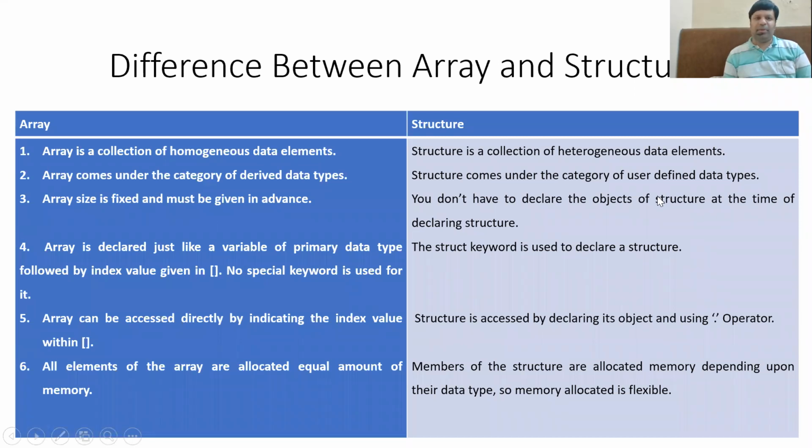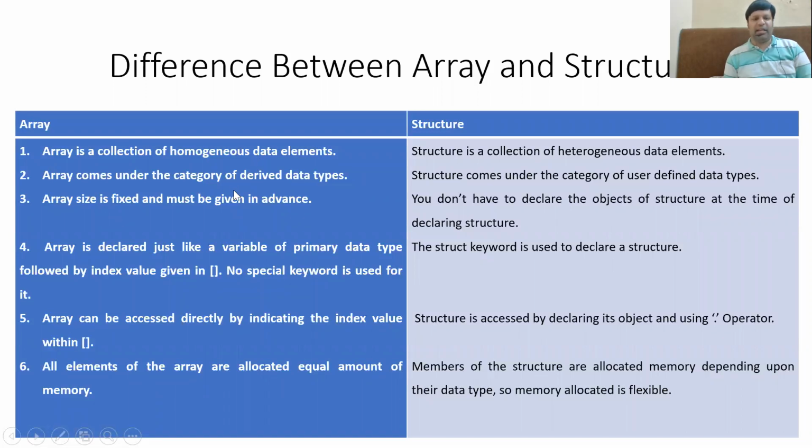So what are the prime differences between the two data types, array and structure? An array, as we have already discussed, is not a user defined type, but it is a derived data type because it can be derived from an inbuilt or a user defined data type, whereas structure is strictly a user defined data type. So the first difference between the two is that array is a collection of homogeneous or same type of data elements, whereas structure is a collection of heterogeneous data elements.